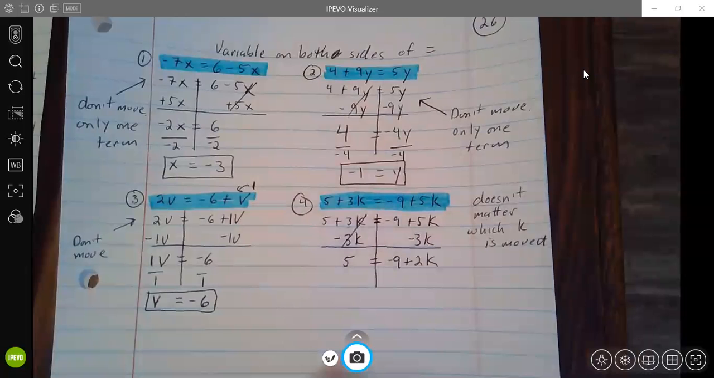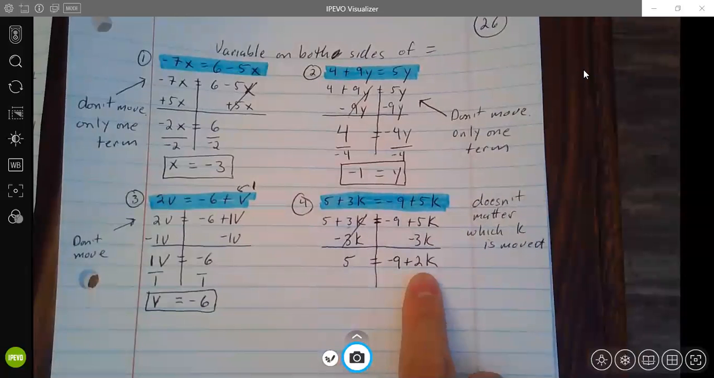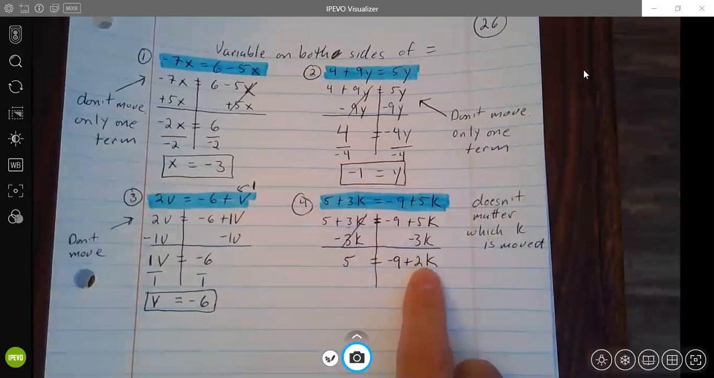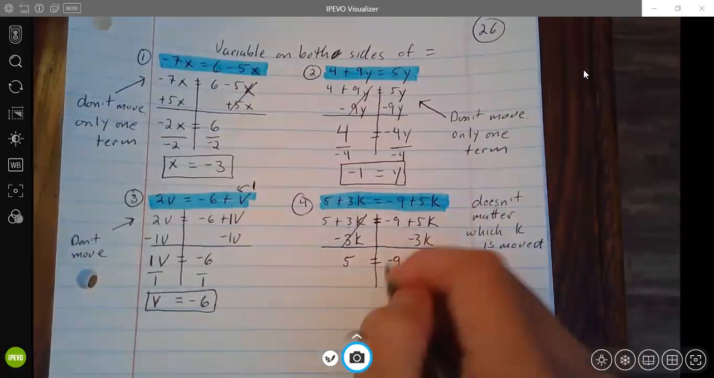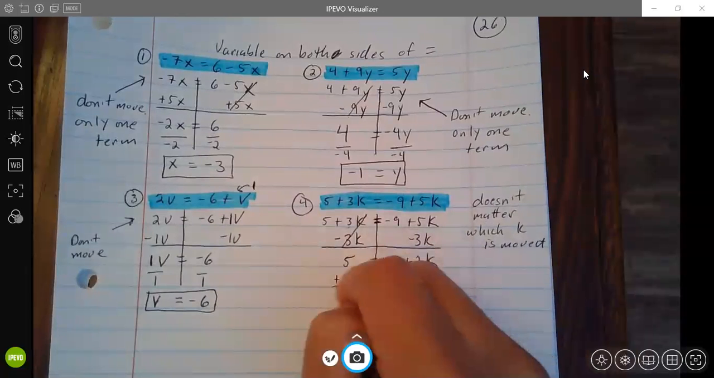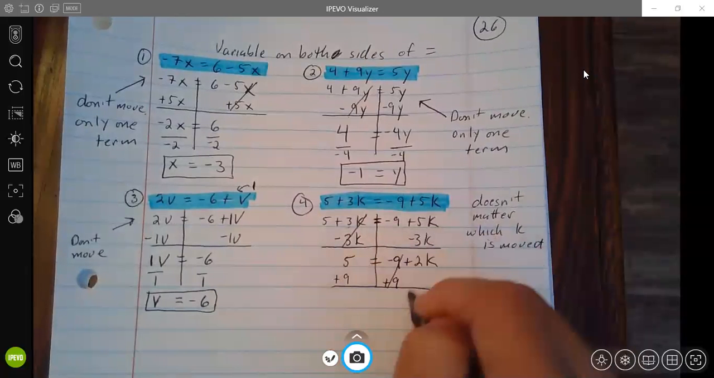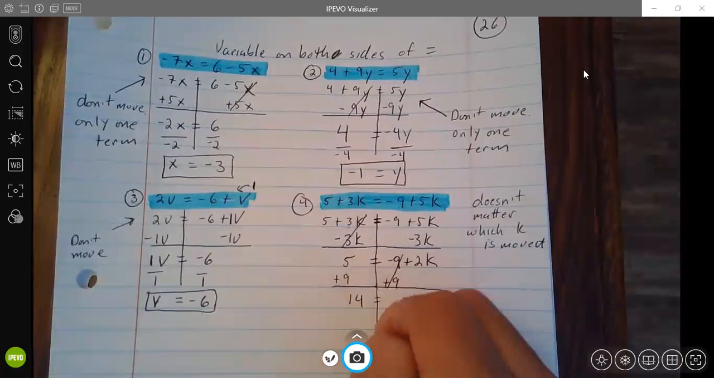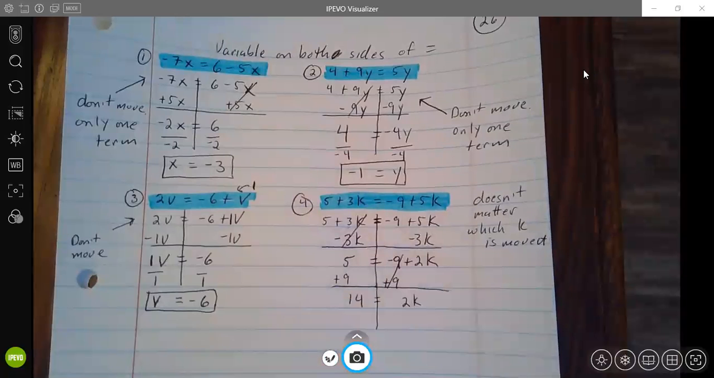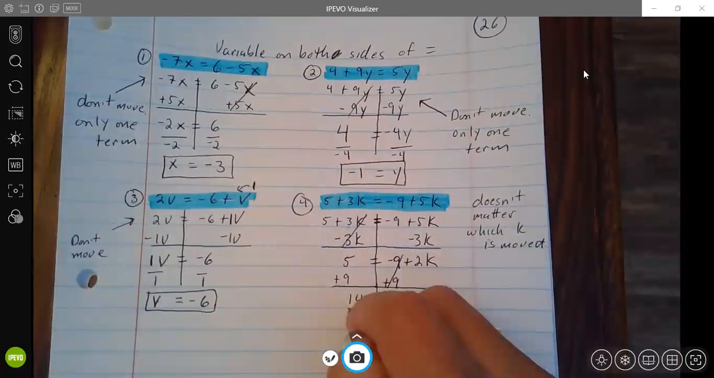Notice now I have a two-step equation. I have to get that k by itself. That says 2 times k. I would divide by the 2, but I want to do that last. Remember, you want to do the addition and subtraction first. So I'm going to move that negative 9. It's a negative 9, so I'm going to add 9 on both sides. I have this 2k left over on the right side. 5 plus 9 is 14. And then the last step is to divide by the 2. So k equals 14 divided by 2, which is 7.